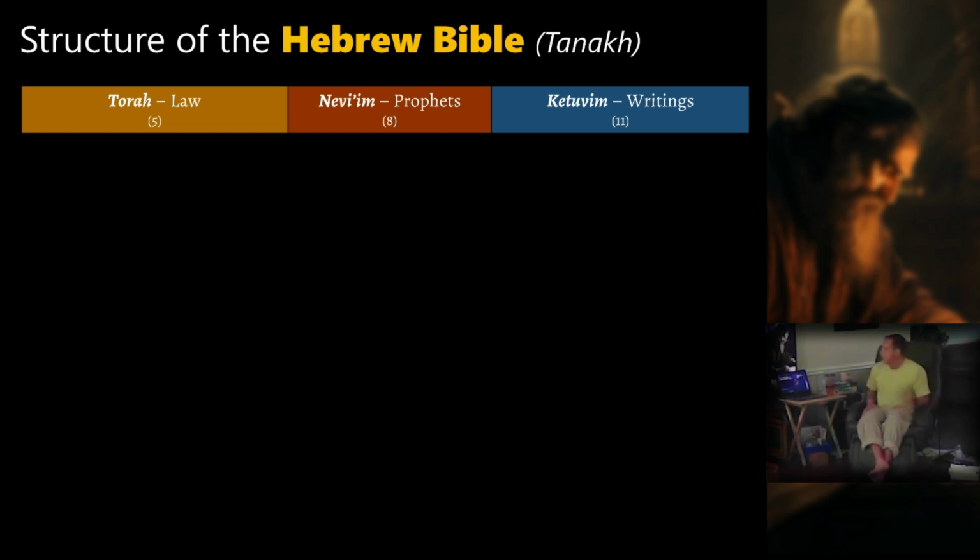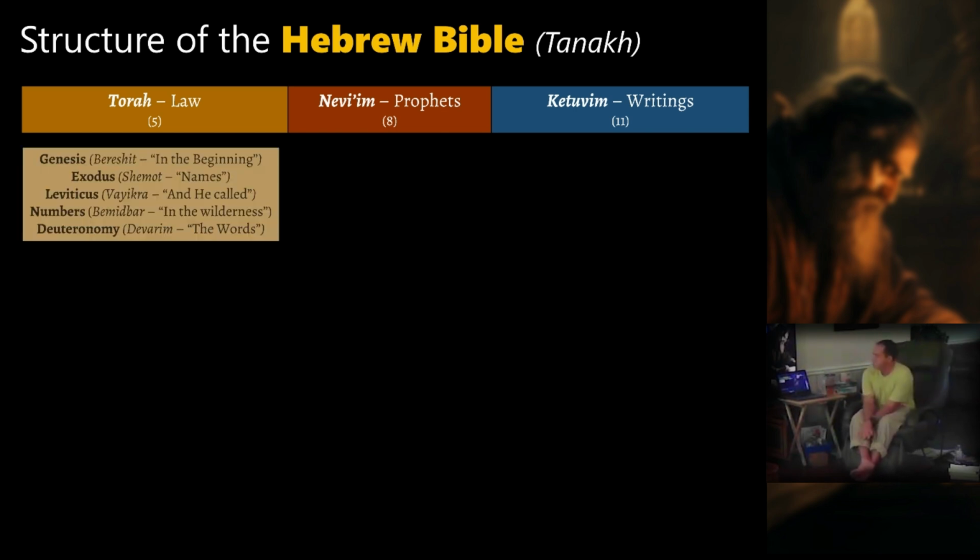And so we start with the first 5 books, the Torah, and this is actually the same as what we would call the first 5 books of the Bible: Genesis, Exodus, Leviticus, Numbers, and Deuteronomy. Right? In Hebrew, this is Bereshit, Shemot, Vayikra, Bemidbar, and Devarim. So the Hebrew Bible has different names for these books, and usually the names are derived from the opening words of the books themselves.